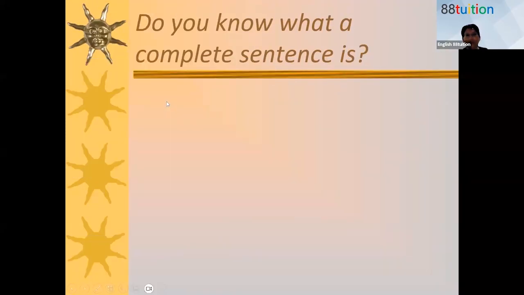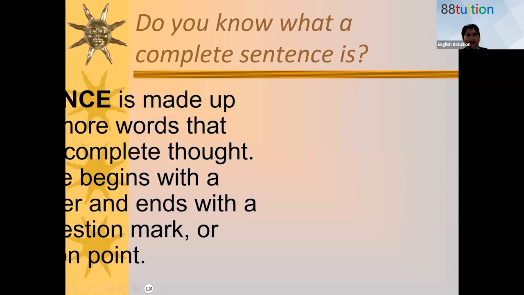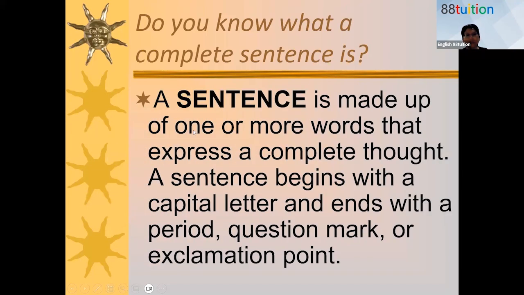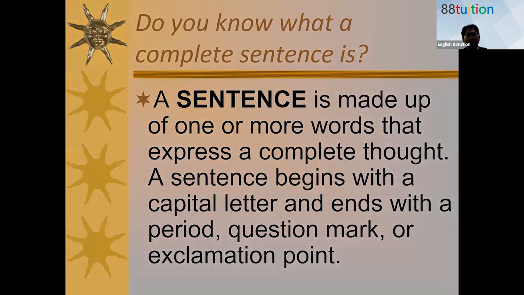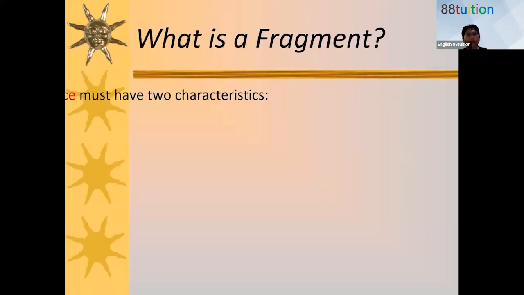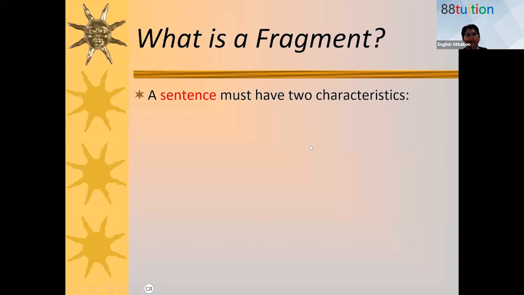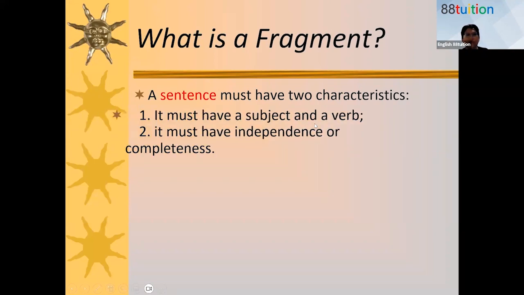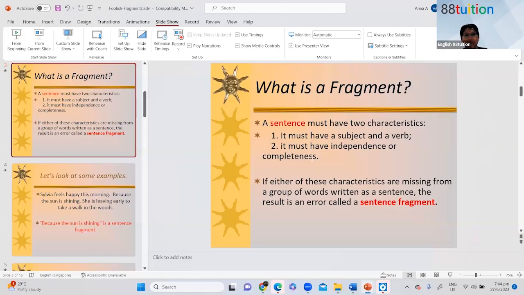Okay, what is sentence fragment, right? Basically, a sentence is made up of one or more words that express a complete thought. A sentence begins with a capital letter, I think you know this, and ends with a question mark, exclamation mark, or full stop, right? So a sentence must have 2 characteristics. Okay, if either of these characteristics is missing, it is a fragment. It must have a subject and a verb.